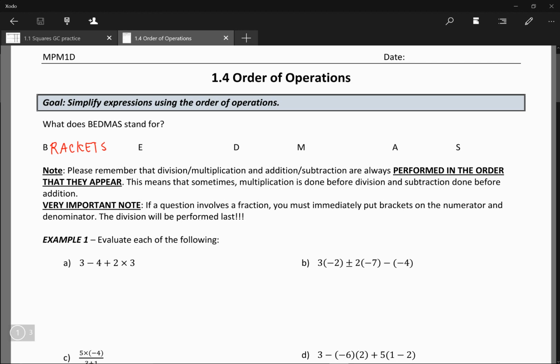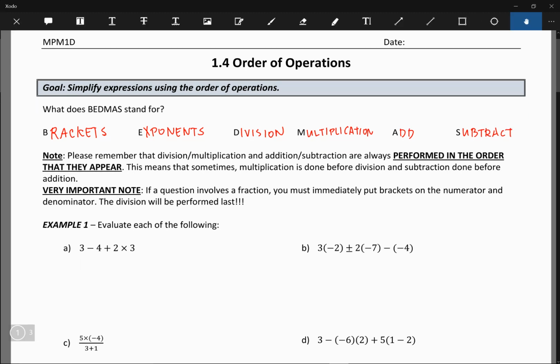Then we do the exponents. Then we do any division. Then we do any multiplication. And then finally addition and subtraction. So this is the order in which we do our operations when we're evaluating expressions. So let's move on to this next part and let's read this together here.